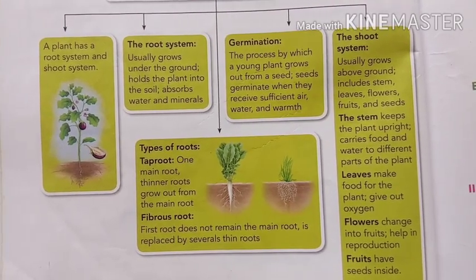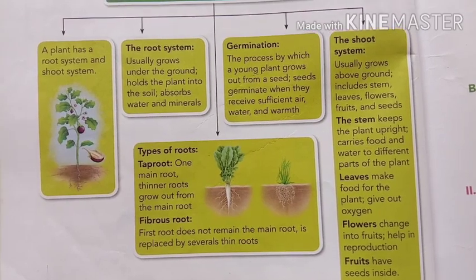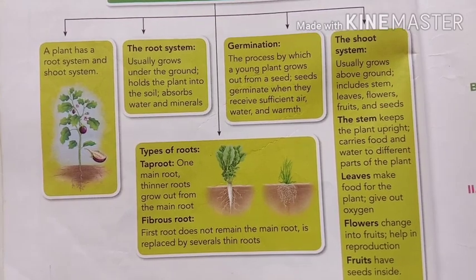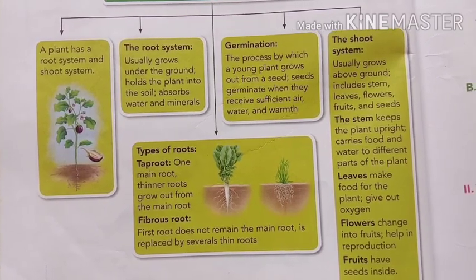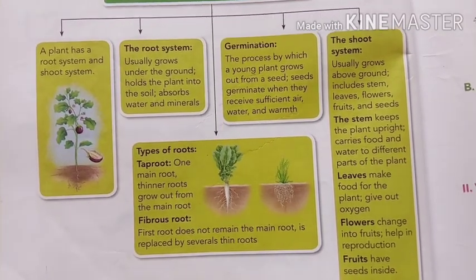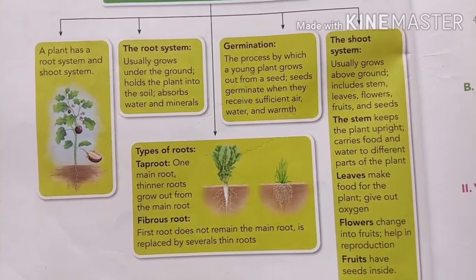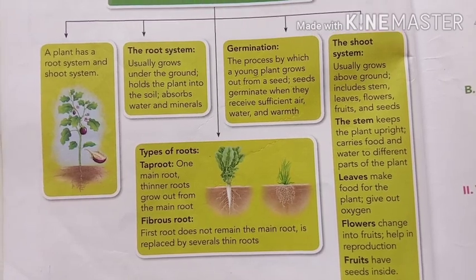Taproot, one main root, thinner roots grow from the main root. See what happened in the taproot? There is one main root and then from the main root thinner roots they come out, they grow, right?